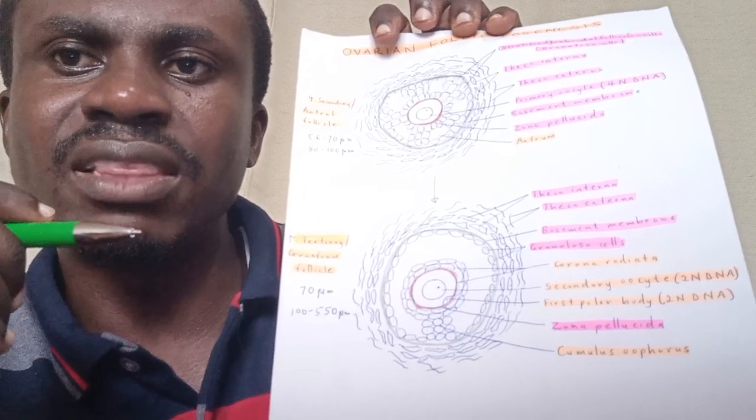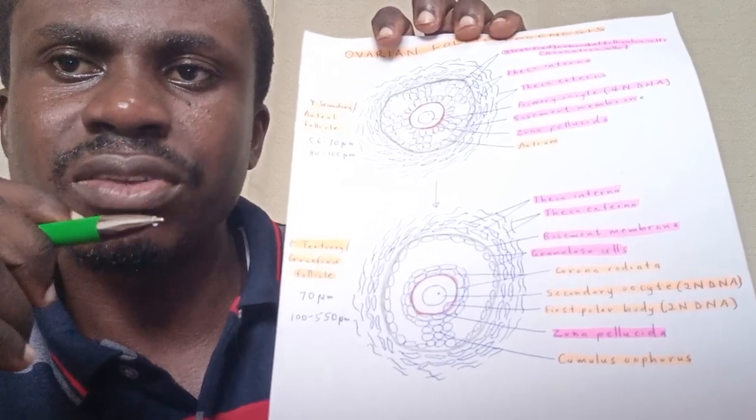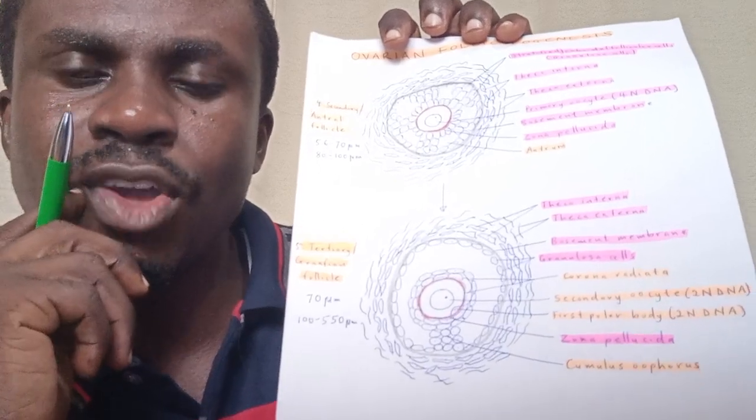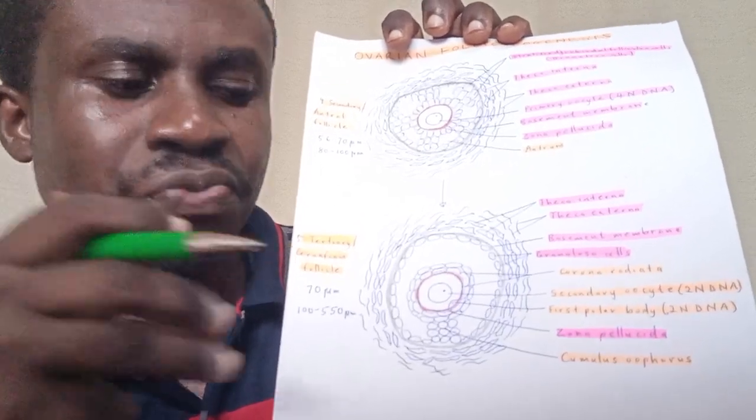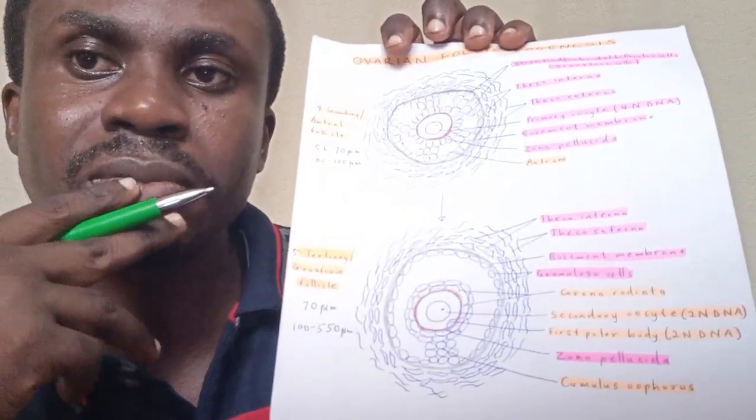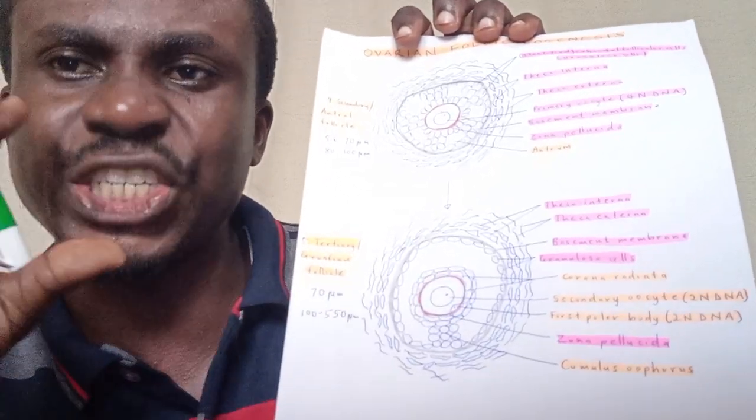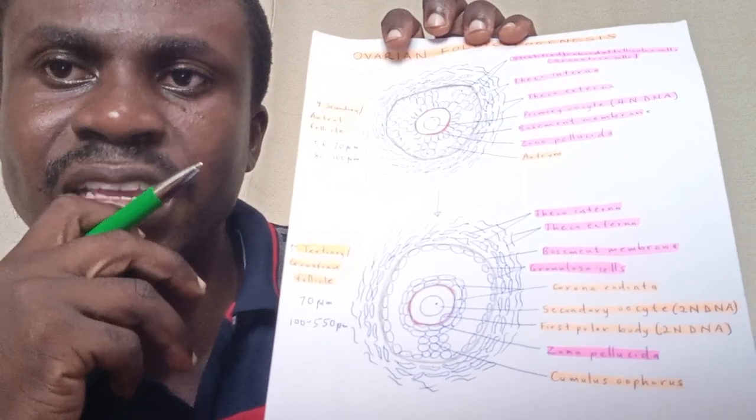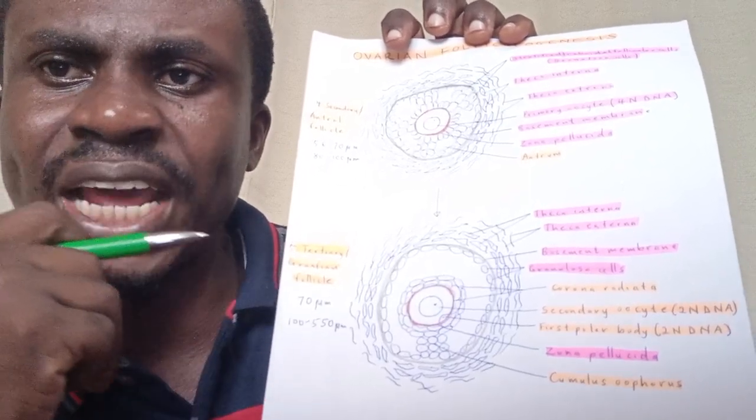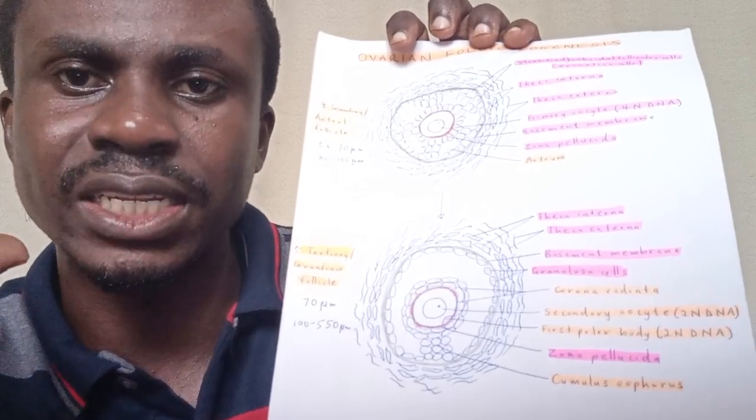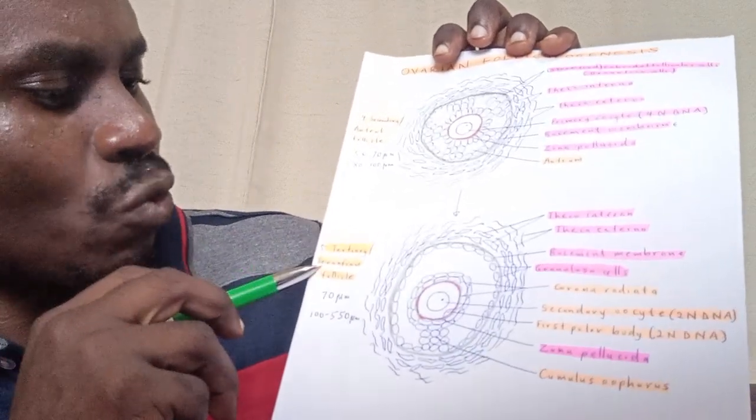Tertiary follicle. And this tertiary follicle, something we want you to call the mature follicle, or the pre-ovulatory follicle, because from here ovulation is going to take place. And it also has an eponym. That eponym is the Graafian follicle. Okay, so that is what we have over here.